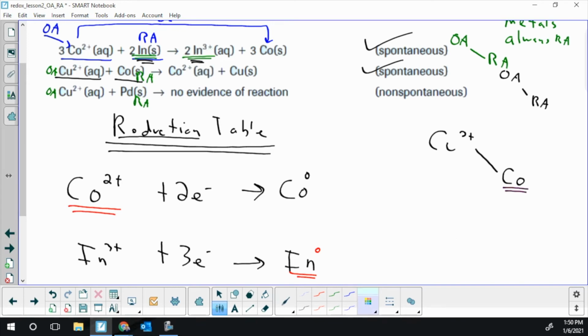there's cobalt as the RA from the second half reaction. I already put an equation with cobalt in it. So I don't have to write that again, but I know the copper half reaction, this OA must be above it. Copper 2+ has to be above the cobalt half reaction to make it spontaneous. So I just have to build that copper half reaction above the cobalt.